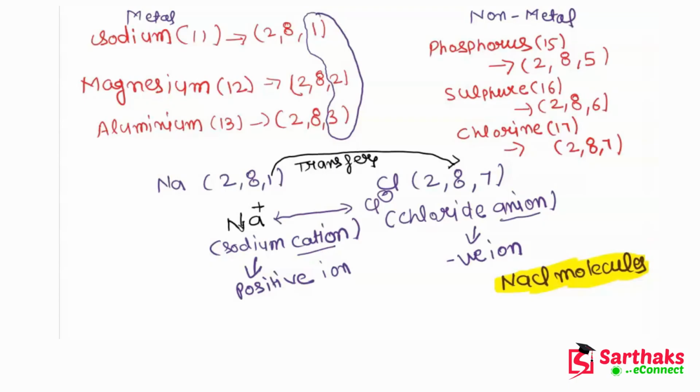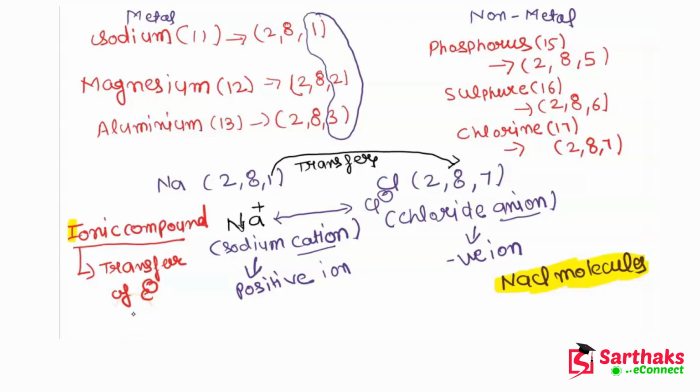So here you can say this compound or this molecule of NaCl, which is formed by the transfer of electron, will be known as an ionic compound. So what are ionic compounds? The compounds which are formed by the transfer of electron are known as ionic compounds. I hope guys it is clear to you what an ionic compound is.